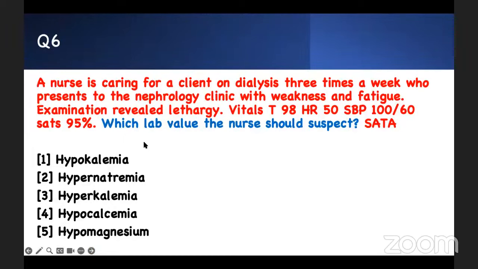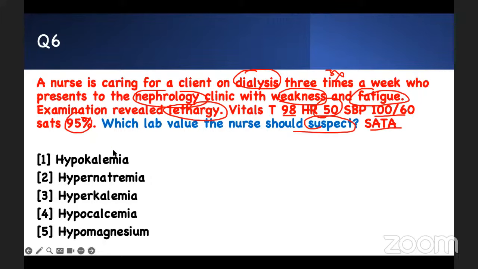This is number 6. What lab value should the nurse suspect? It's a select or apply. A nurse is caring for a client on dialysis. I'm underlining keywords. 3 times a week. Who presents to the nephrology clinic with weakness, fatigue. Examination reveals lethargy. His temperature is this. His heart rate, 50. This is a full case. Blood pressure this and saturation of 95. What do you think is causing this problem? Put it together. What do you guys think? Select or apply.